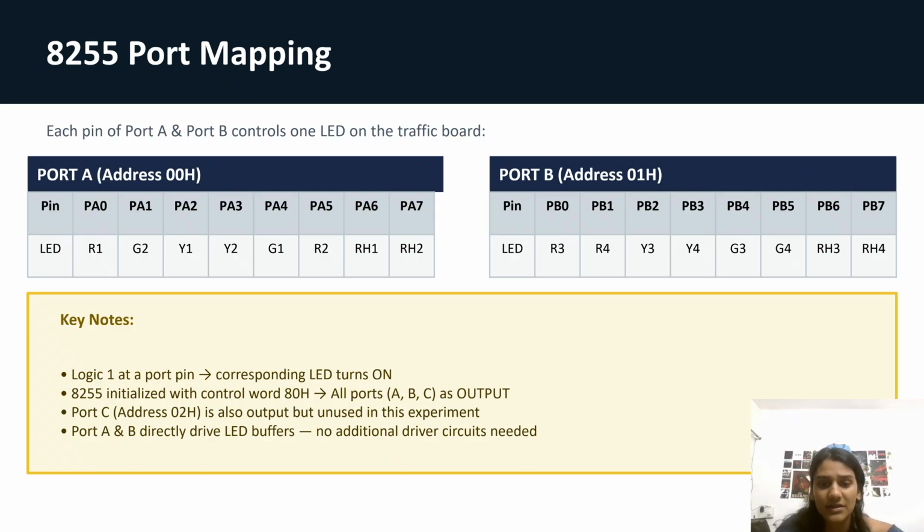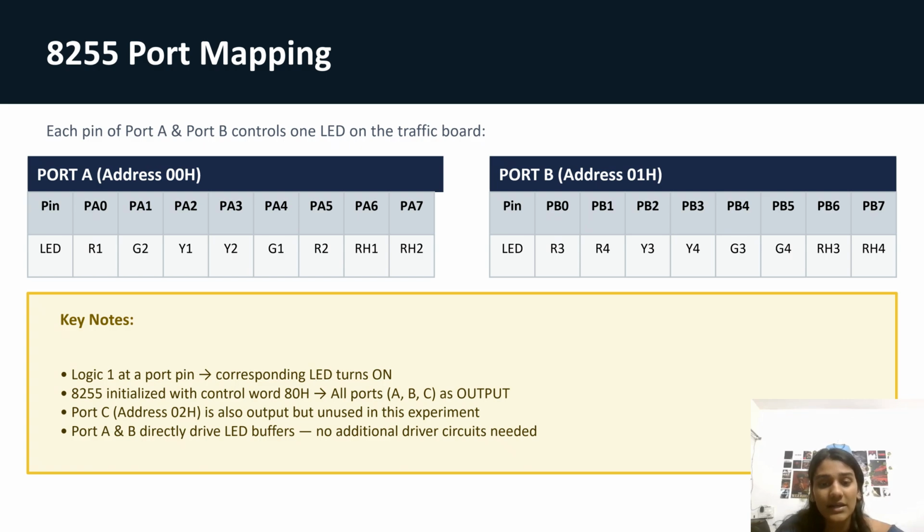Similarly, port B at address 01H controls the remaining LEDs. PB0 and PB1 control R3 and R4. PB2 and PB3 control Y3 and Y4. PB4 and PB5 control G3 and G4. PB6 and PB7 control RH3 and RH4.